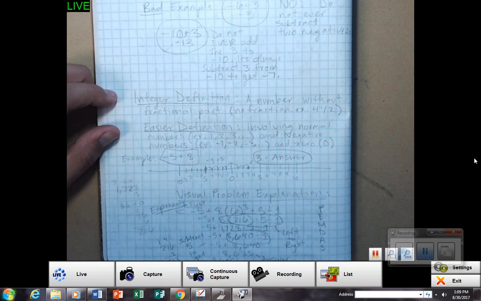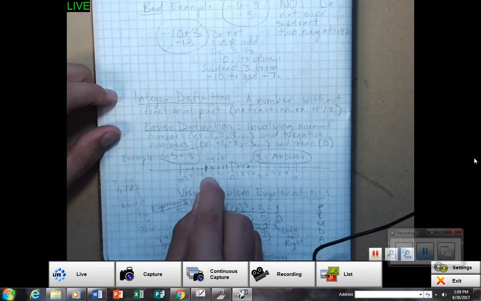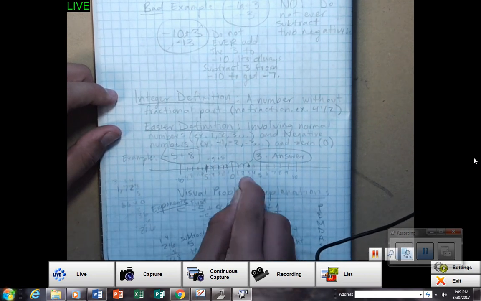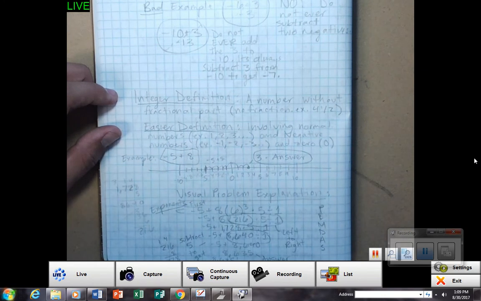For example, negative 5 plus 8, you start at the negative 5 and you count your way to 8, which would end up at 3. So 3 would be your answer. That's just an easier way to do it. And a visual problem explanation.